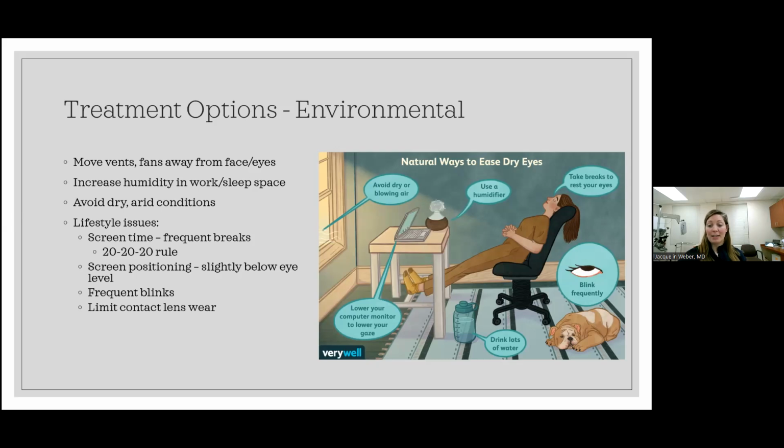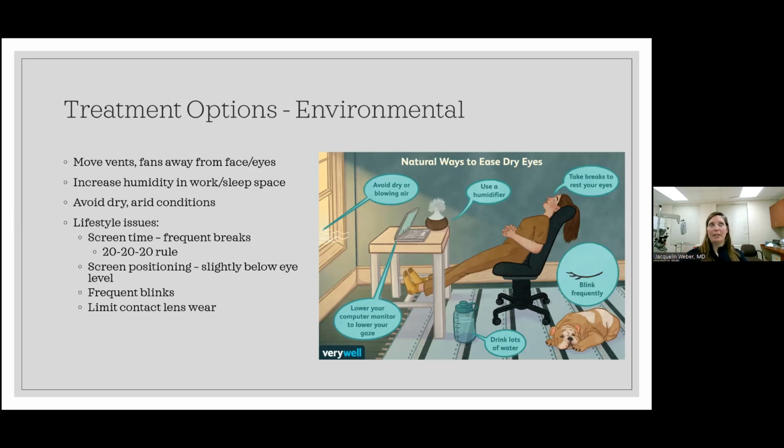And then limiting contact lens wear, especially if you do a lot of screen work, wearing the contact lenses can sometimes dry the eyes. Plus, looking at a computer screen for a long time, those two things combined tend to dry the eyes significantly. So if you're on a computer for a long period of time, consider wearing glasses instead of contact lenses.